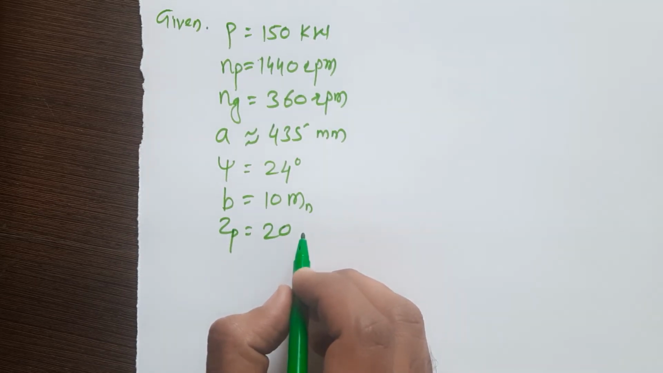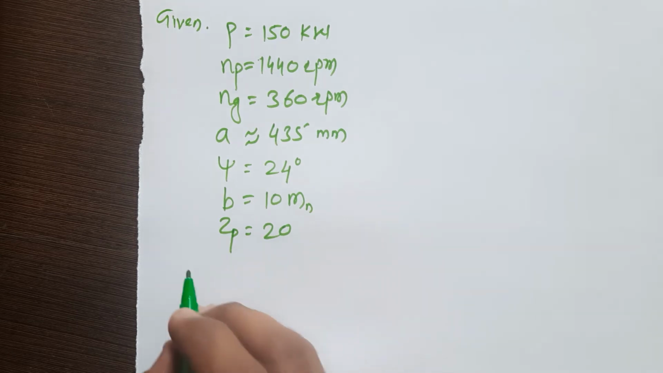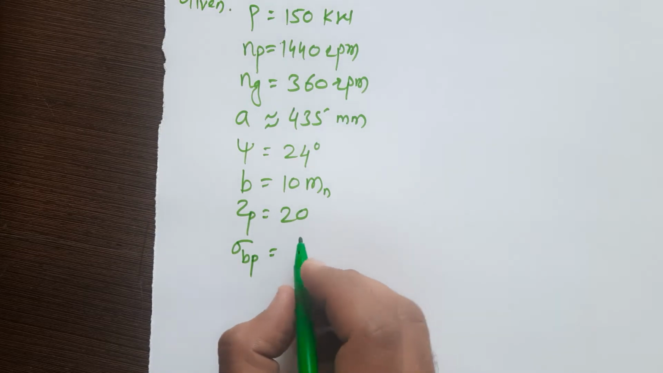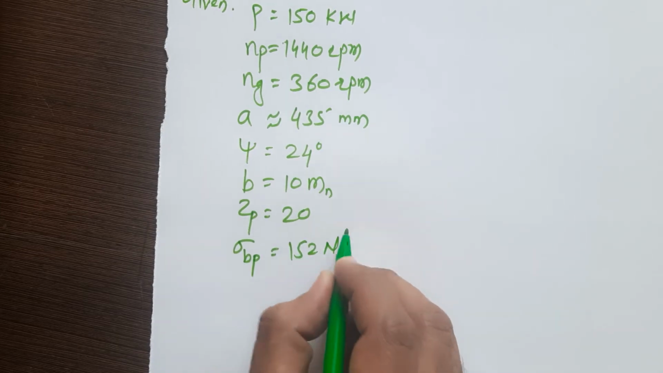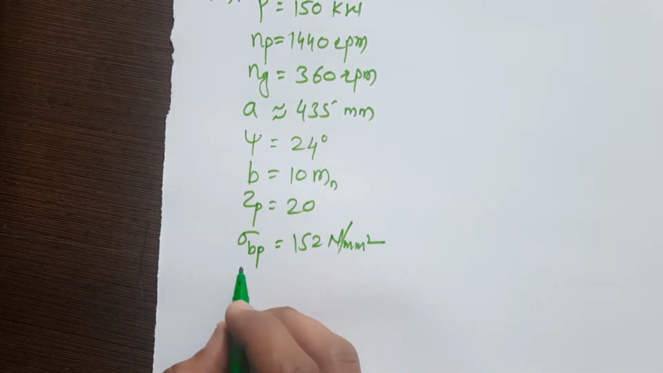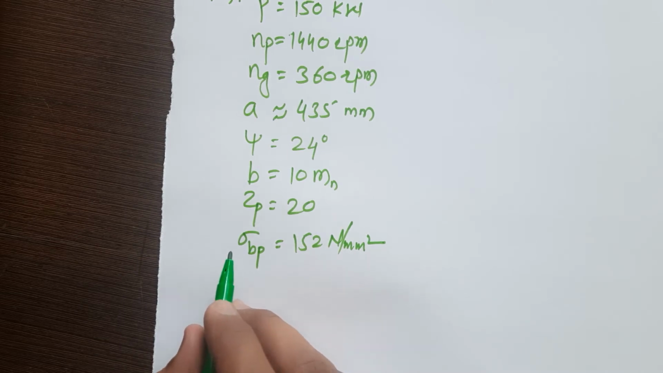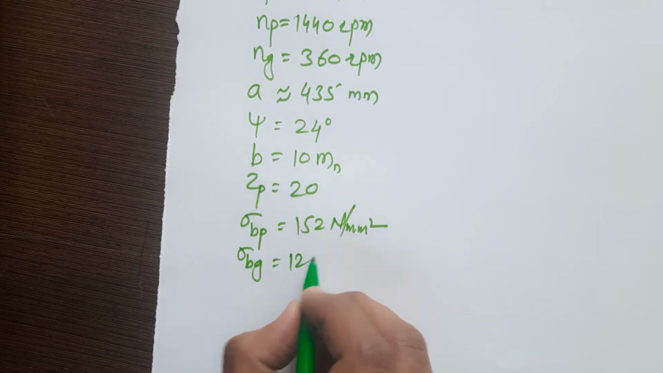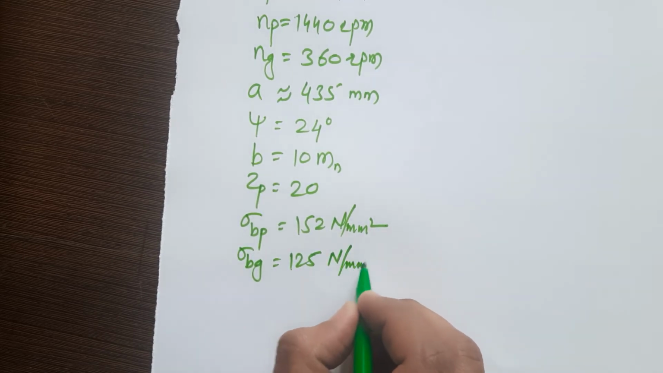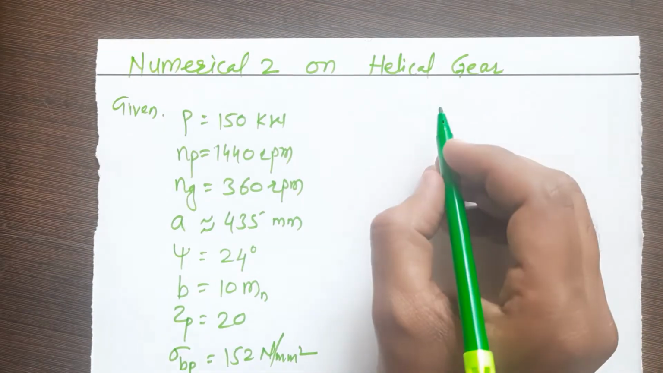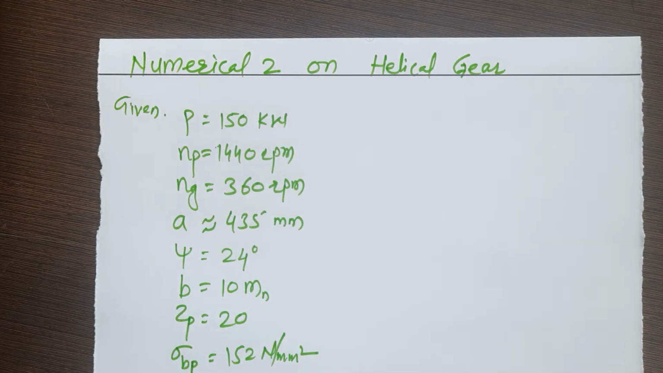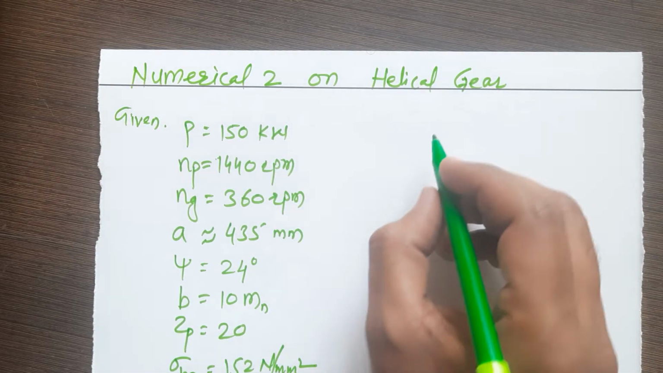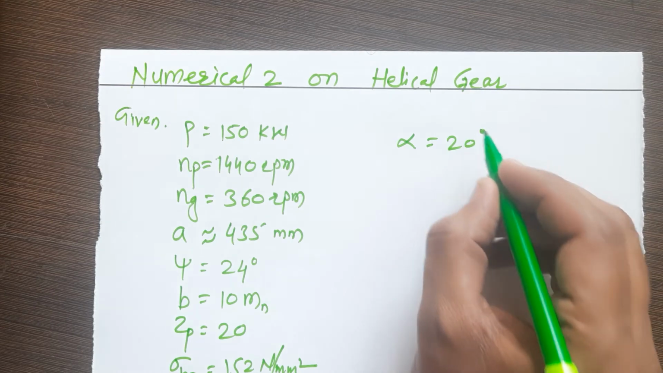The permissible bending stress for pinion material, sigma bp, is 152 Newton per mm square. The permissible bending stress for gear material, sigma bg, is equal to 125 Newton per mm square. The tooth system is 20 degree full depth involute. So here alpha is given, pressure angle 20 degree.